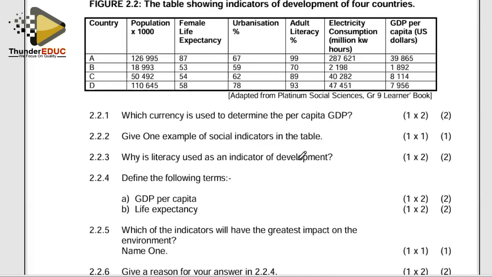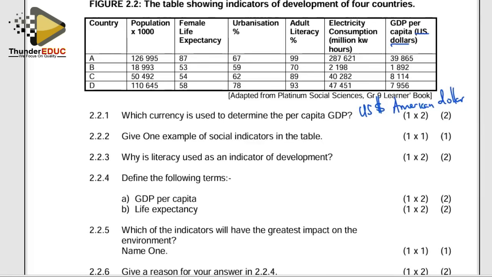Right, let's look at the first question. Which currency is used to determine the per capita capital? The per capita capital we are seeing that is being presented here in US dollars. So it's US dollar, or you can say the American dollar. That's the currency here.